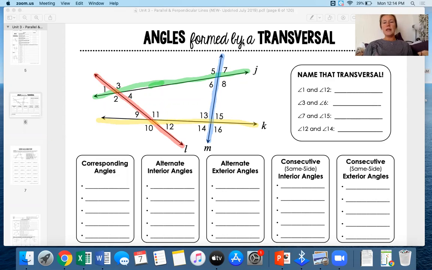Okay, so we're going to name that transversal. Essentially for this entire first section over here, all you're doing is deciding what color both of those are on and then seeing what the transversal is named. So 1 and 12, if you find 1 and 12, what color are they both on? 1 and 12.